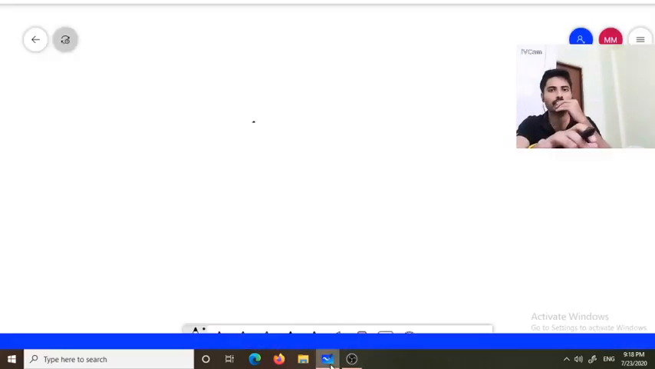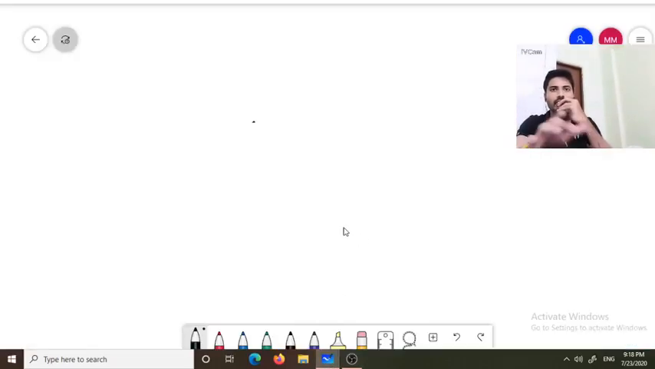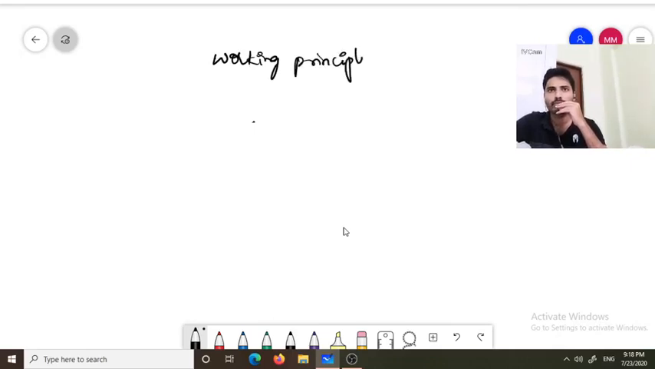Working principle of a DC generator. Okay, now we'll see a detailed working principle of a DC generator. So what is the basic principle of a DC generator?